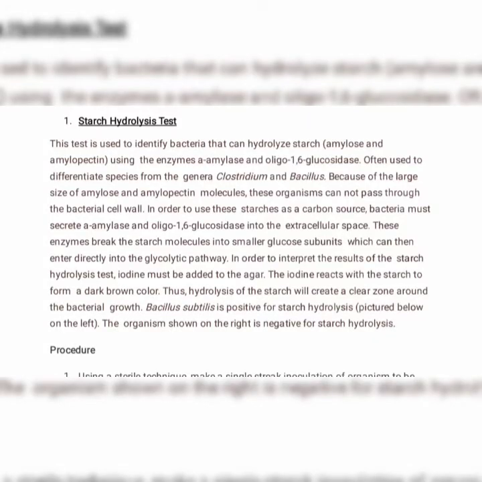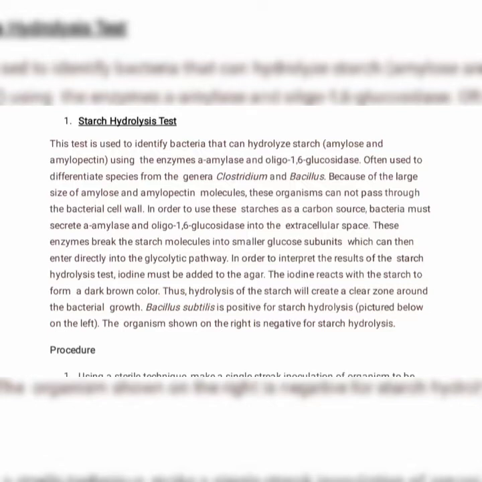Today we have discussed about starch hydrolysis test. Actually, it's a biochemical test which is used to differentiate different species from the genera Clostridium and Bacillus. Meaning to say, it is used to differentiate the species of Clostridium and Bacillus.